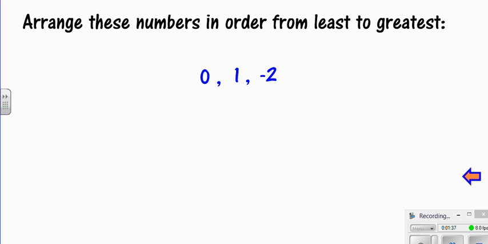It says, arrange these numbers in order from least to greatest. I don't know if I can do this. 0, 1, negative 2. Well, 0 is an origin, so that should be there. 1, that's a positive number, so that should be there. Oh, 2, that's a negative number. Put a nice comma there. Beautiful. Wonderful. Great job.